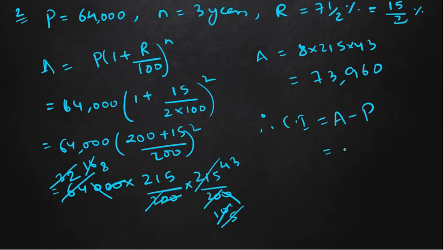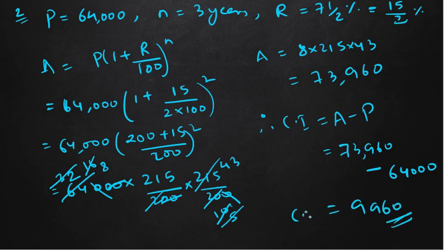Therefore, what will be the compound interest? The formula is amount minus principal. That means the amount is 73,960 minus the principal, 64,000. If we subtract this, this will be 9,960. So this is the required compound interest.